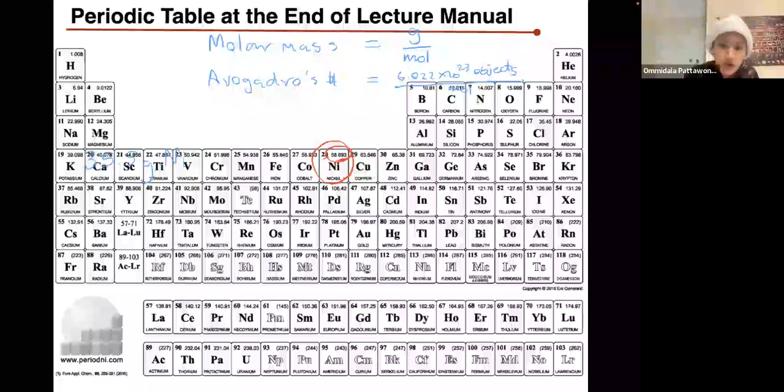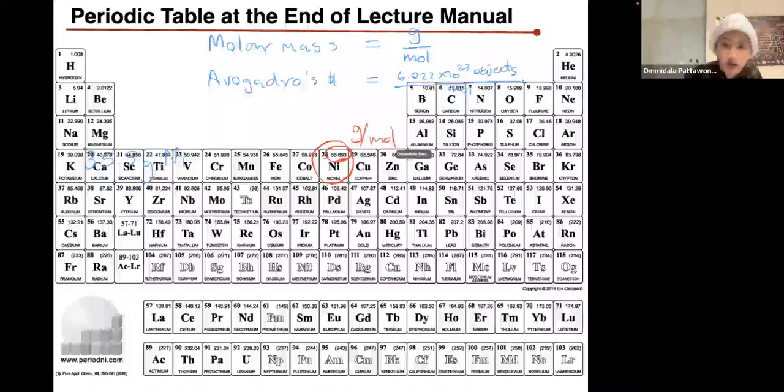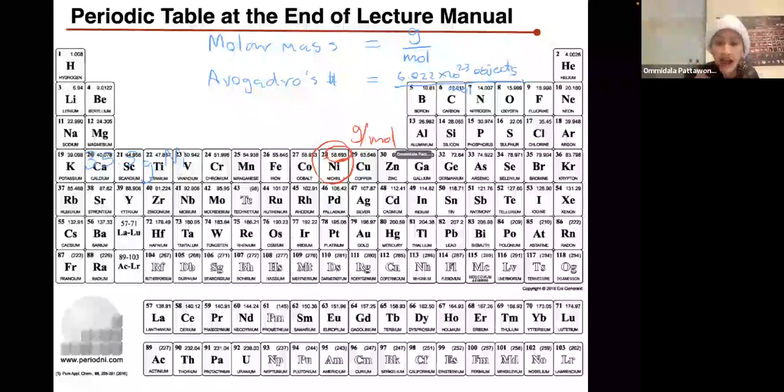Okay, so this one should be reported as AMU or grams per mole. The answer is you need to use grams per mole because you are converting from grams to mole. We are not looking at just one atom. If you're looking at just one atom, then it will be AMU. But in this case, we're not looking at just one atom. We're looking at 6.022 times 10 to the 23 atoms, right, which is 1 mole. So therefore, we are going to report this number with grams per mole.